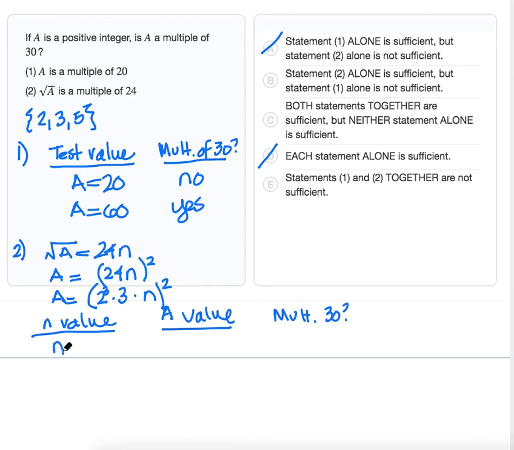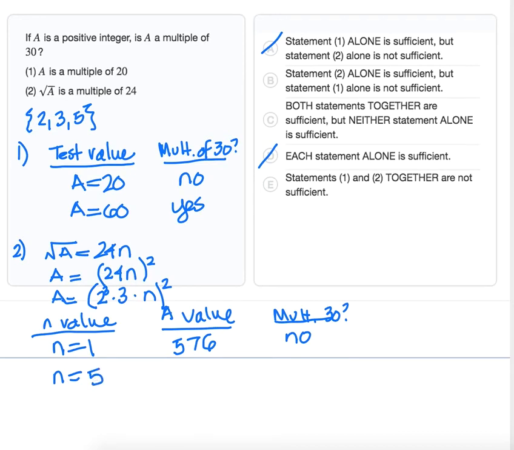So what if n is equal to 1? Then that would mean our A value would be 24 times 1, which is 24, squared is 576, which is clearly not a multiple of 30. So the answer is no. Now let's try another value. Well, what if n is 5?